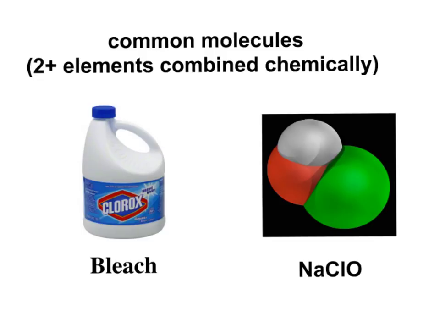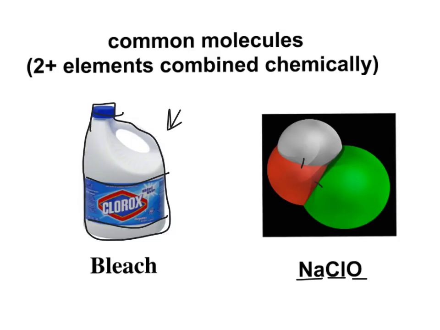Another common pure substance is bleach. You get this from the store, you use this to clean. It ruins your clothes if you get it on there, or your towels. This is NaClO, so sodium, chlorine, and oxygen. And they're bonded together here, and it's a bunch of those in this bottle. I cannot take the sodium or the chlorine or the oxygen away from each other.